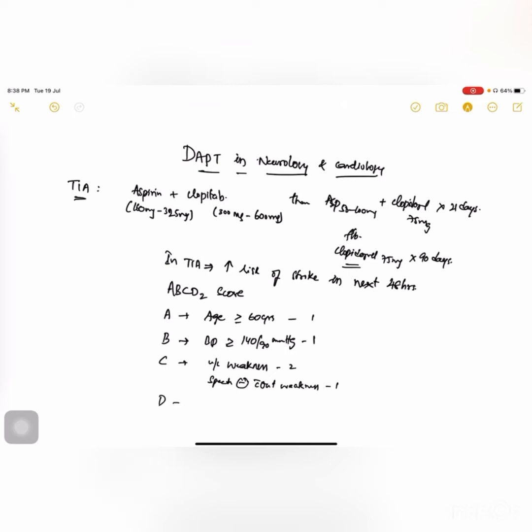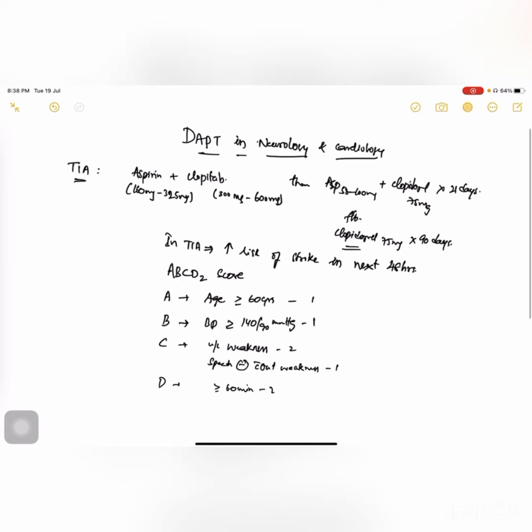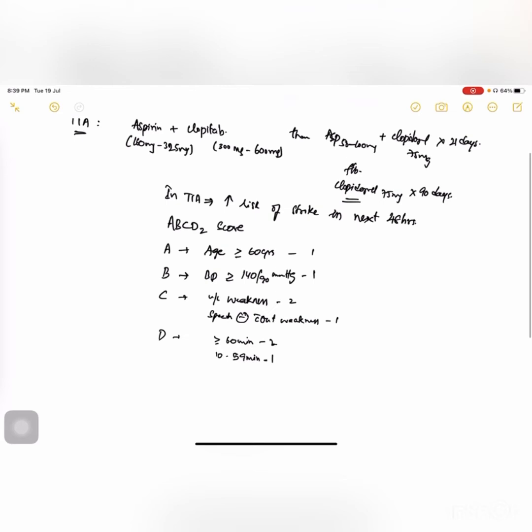Here D is duration of symptoms. If the duration of symptoms is greater than 60 minutes, we give a score of 2. If the duration of symptoms is between 10 to 59 minutes, we give score of 1. The other D here is diabetes. If present in the patient, we give a score of 1.